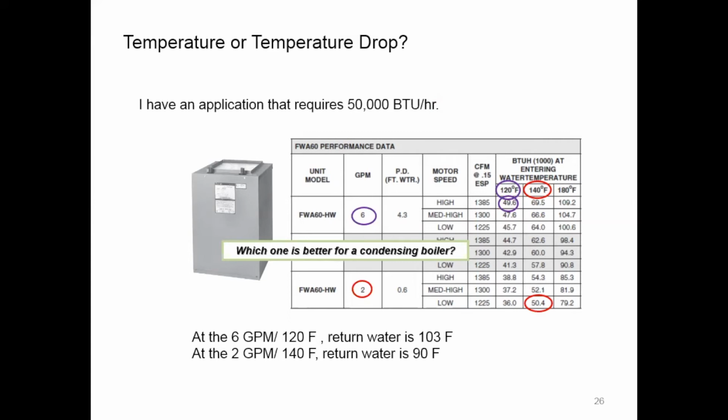So it's control, it's design water temperature, it's delta T. I start adding these all together, and the more I can work these together, the lower I can get the return water temperature, and the better the performance can be.